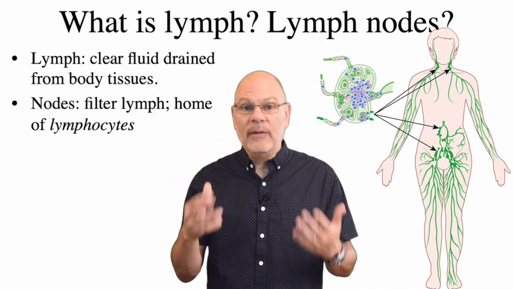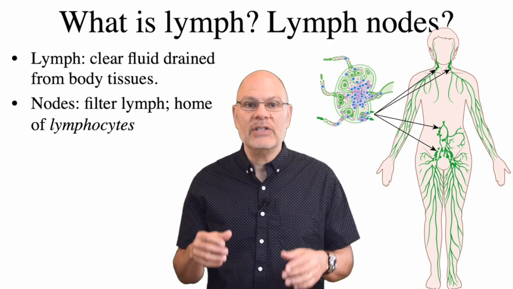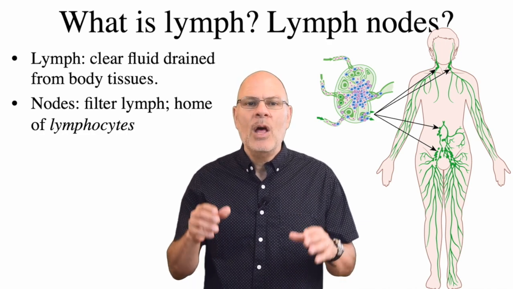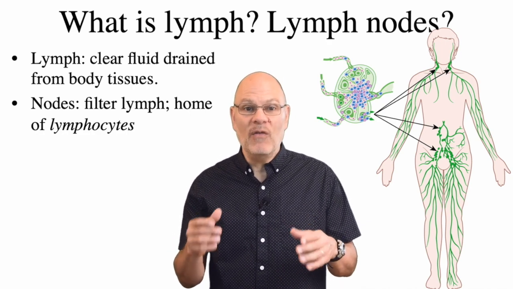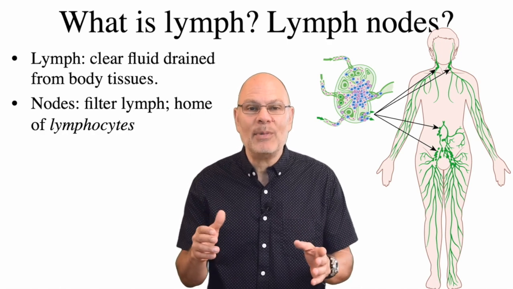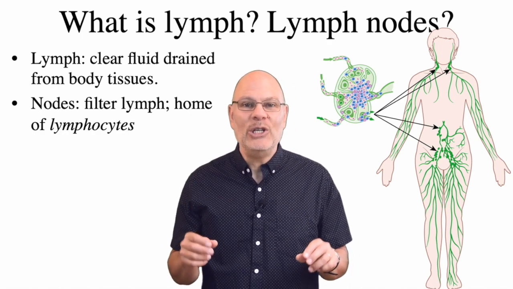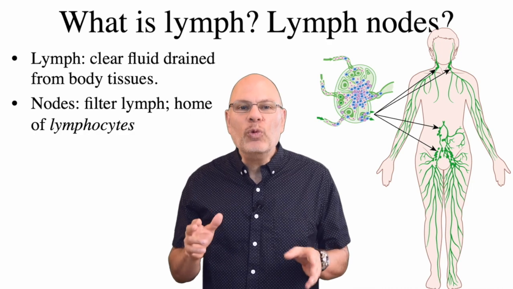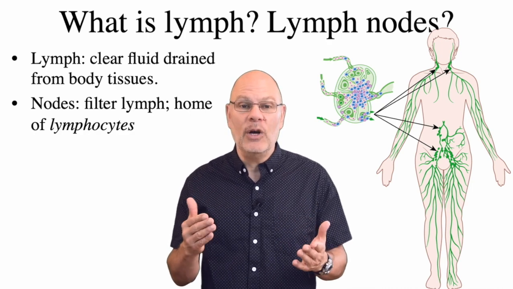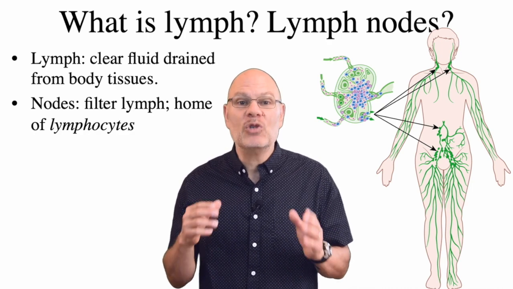Lymph nodes are where lymphocytes live, the B and T cells, and it's where they spend most of their time. The nodes are where much of the action involved in the specific immune response happens. When you're fighting off an infection and you have swollen glands, what you really have are swollen lymph nodes. It's a sign that your immune system is ramping up.